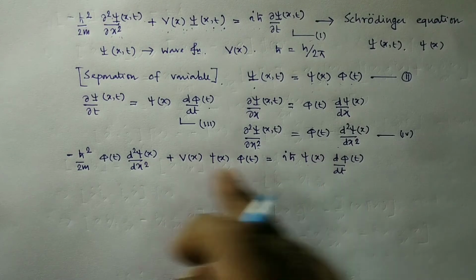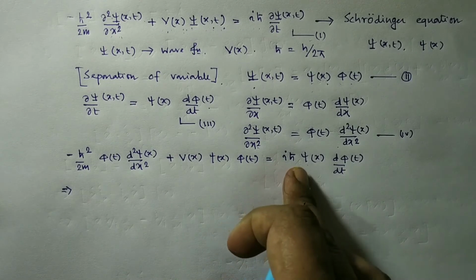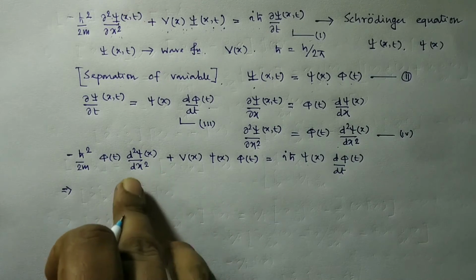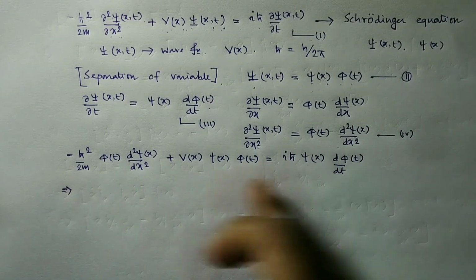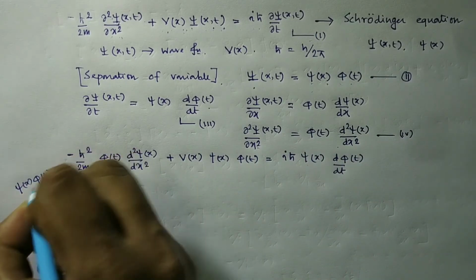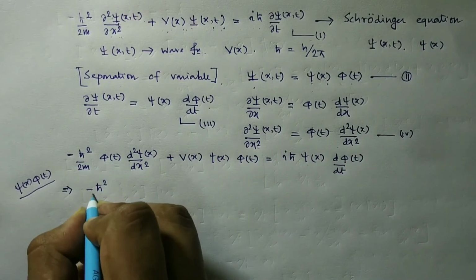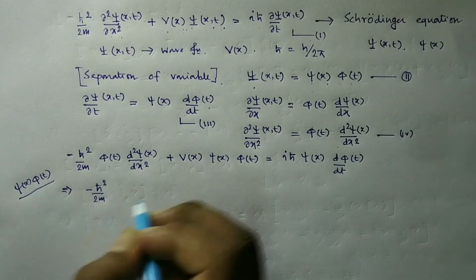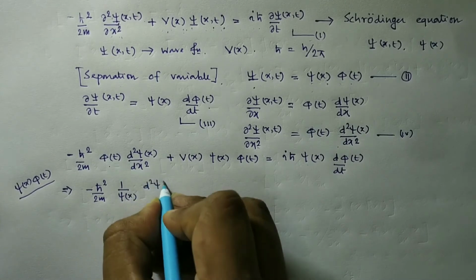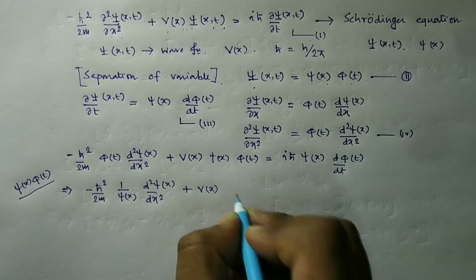Then if we rearrange this equation, we have iħ ψ(x) dφ/dt = −ħ²/2m φ(t) d²ψ/dx² + V(x) ψ(x) φ(t). Now divide this equation on both sides by ψ(x) φ(t). So we have −ħ²/2m, the φ(t) cancels out, and we have (1/ψ(x)) d²ψ/dx² plus V(x).